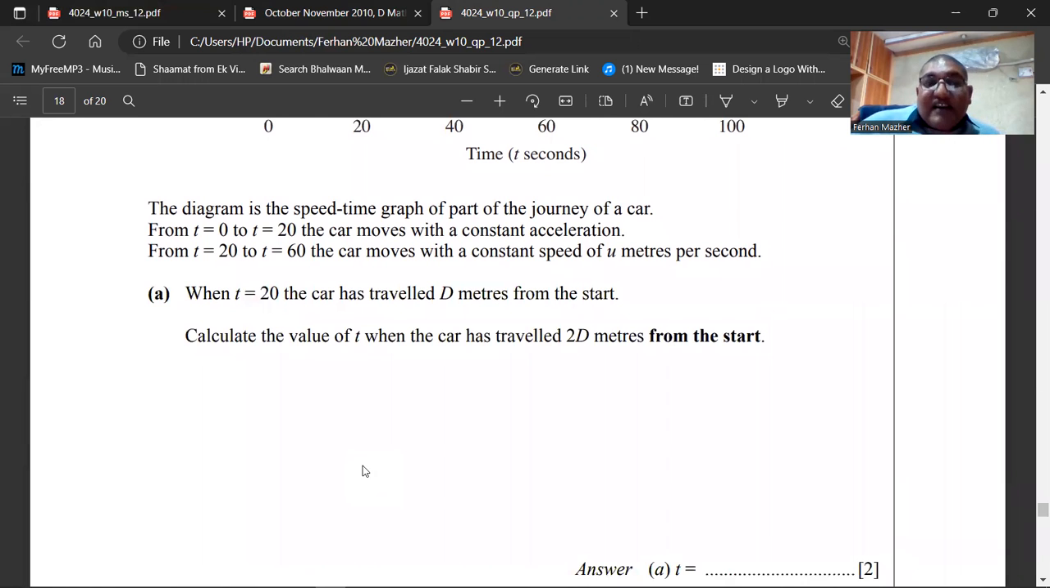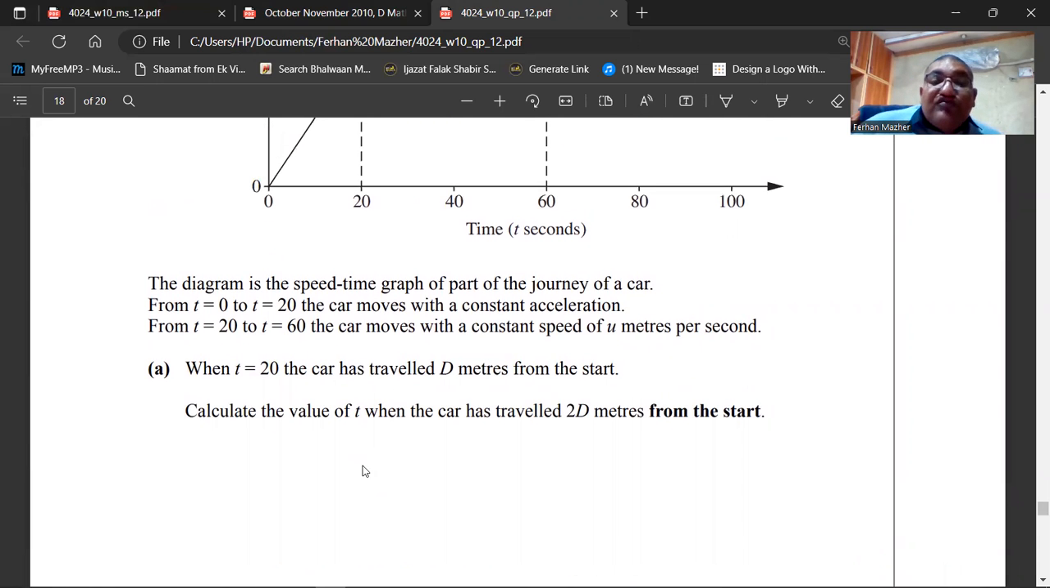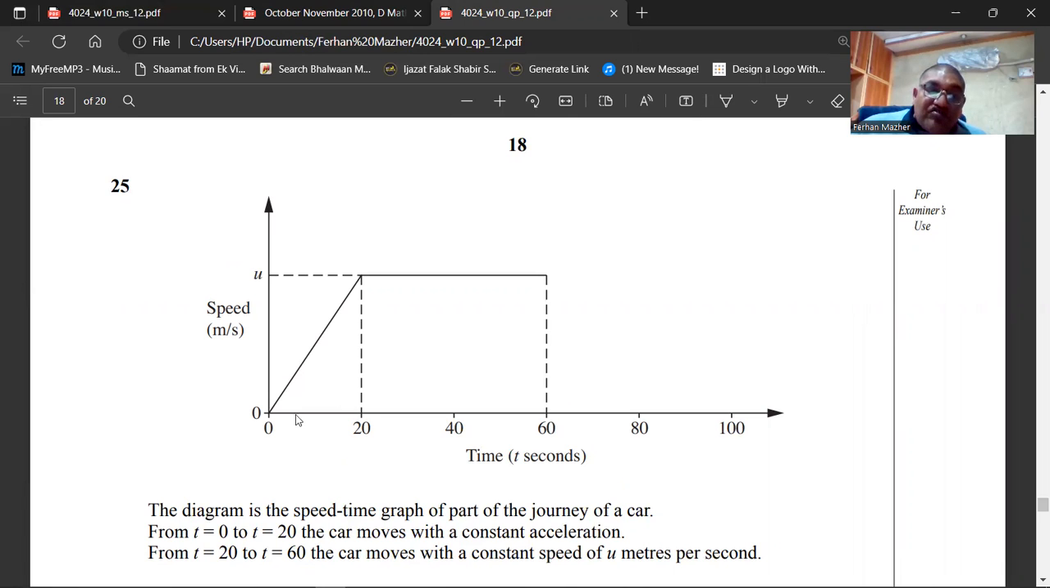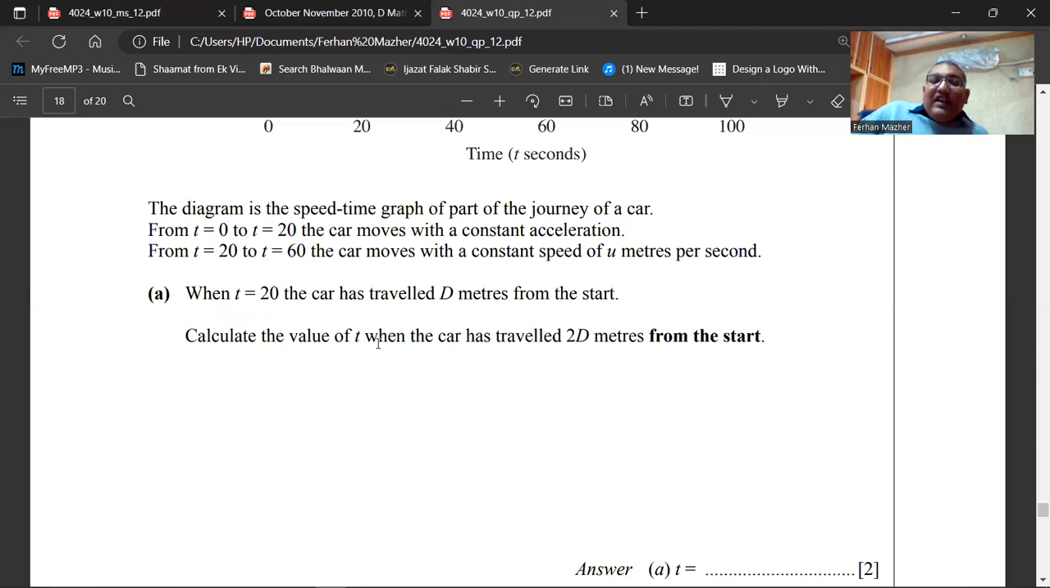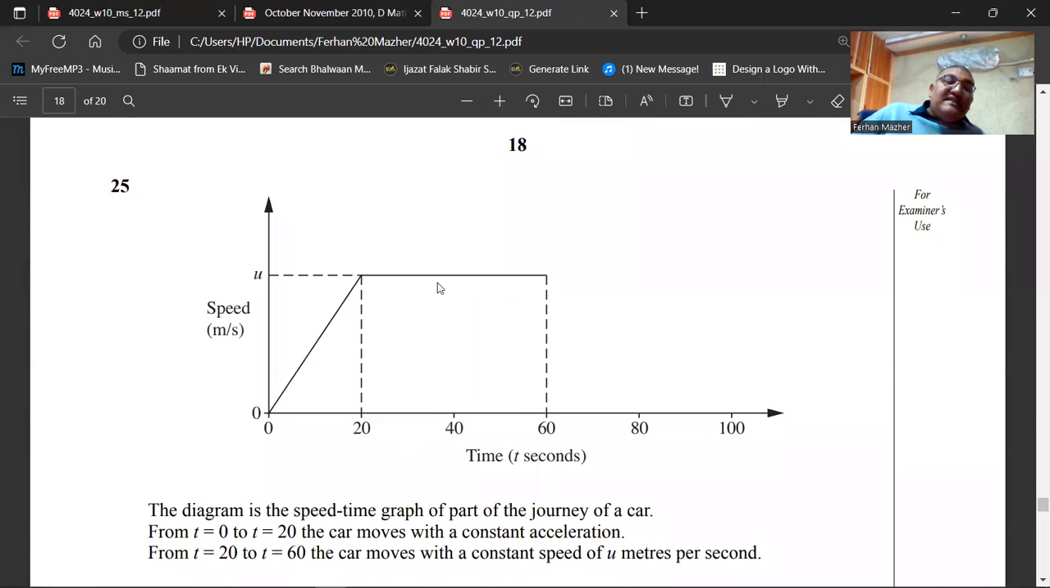When t is 20, the car has traveled d meters from the start. So the area of this triangle is equal to d, because the area of the speed-time graph is equal to the distance traveled. In the first 20 seconds, it has covered d distance. Calculate the value of t when the car has traveled 2d meters from the start. Somewhere here there is a time when the total area under this will be 2d.